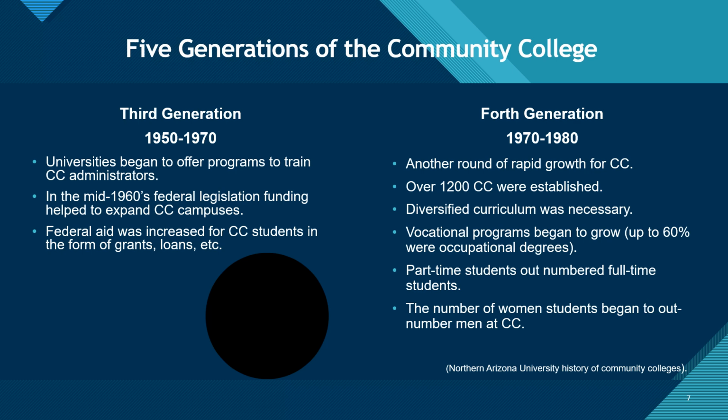The third generation was 1950 to 1970. More programs at universities were popping up to train community college administrators, and federal aid began to increase for community colleges. The fourth generation, 1970 to 1980, is another rapid round of growth where they hit an all-time high of 1,200 community colleges. Diversity curriculum was necessary, vocational programs grew, and at this point, part-time students began to outnumber full-time students. And women began to outnumber men as far as enrollment.